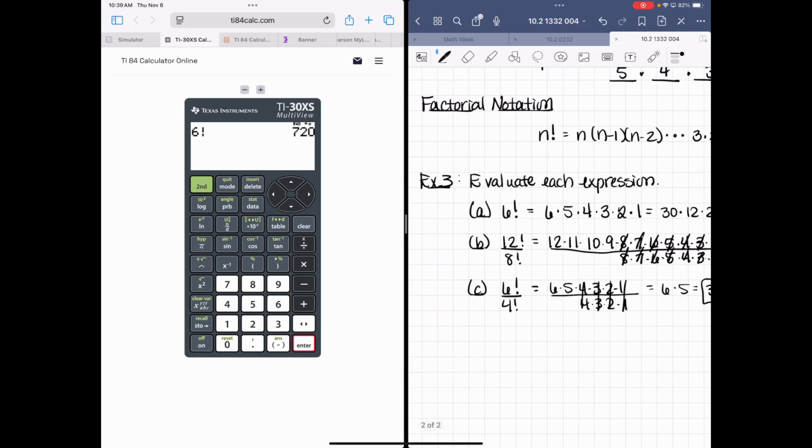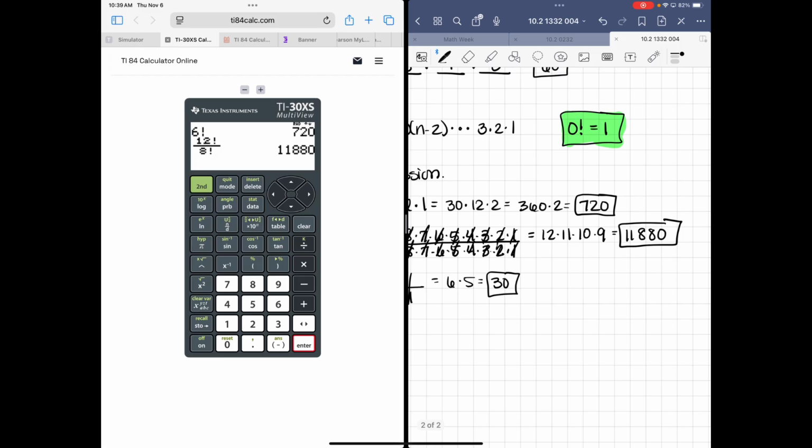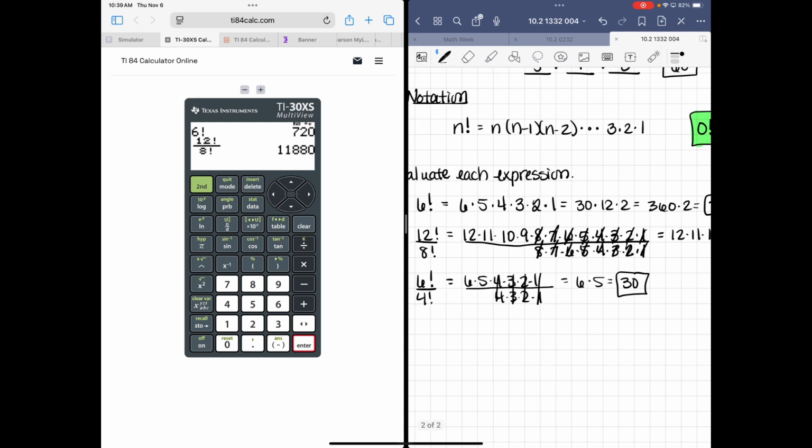My next one, you guys know how to use a stack fraction by now because we've done the finance unit. So I stack my fraction, I put in 12. I go to PRB, I pick 3. I go down, I say 8, PRB 3. 12 factorial over 8 factorial does give me 11,880. I don't have to type anything else in. I just literally type in the problem, okay?